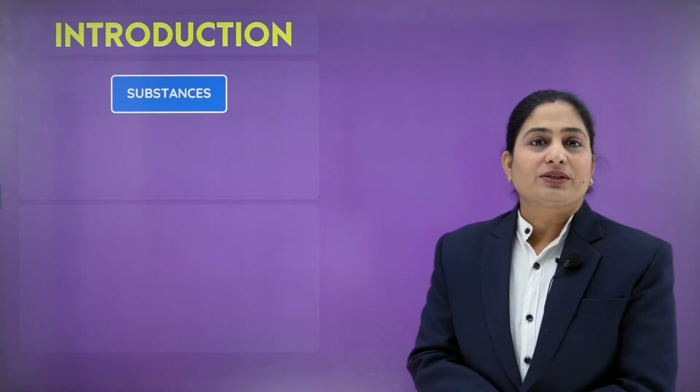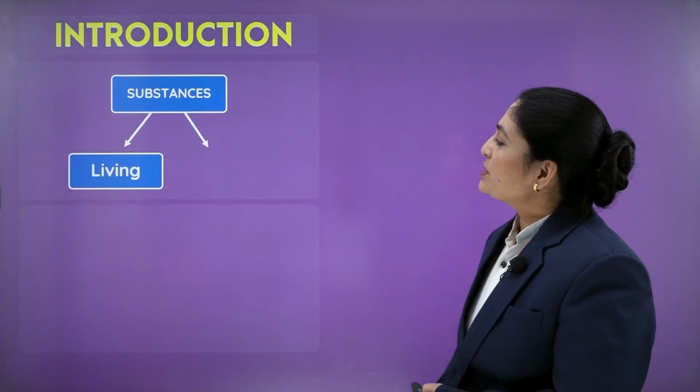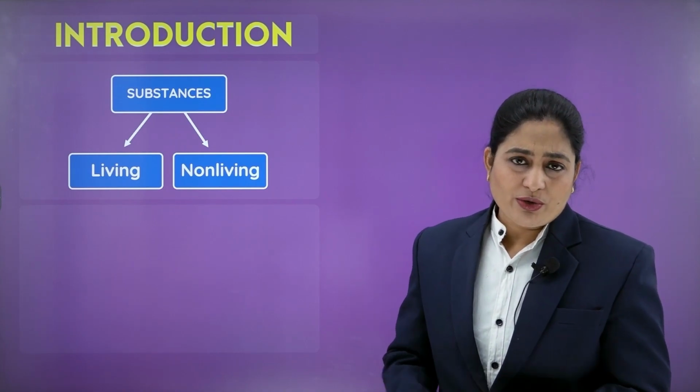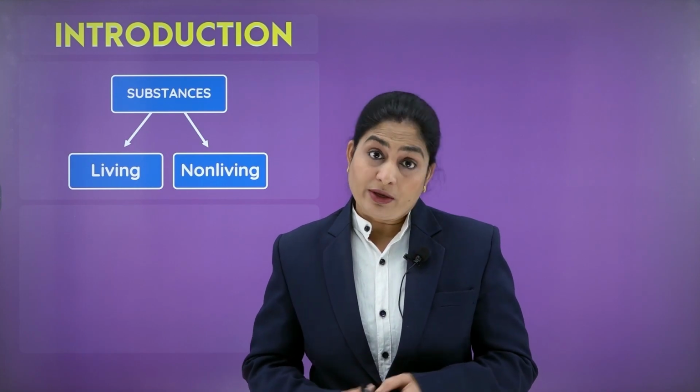Let us start with the introduction part. When we talk about this chapter, nutrition in plants, we basically observe that there are certain substances which are living and non-living. So here we'll talk about those substances. Living, you all know, there are certain properties, certain characteristics that a living organism shows. Like, living organisms need food. We need food, plants need food, animals need food, and without food, we will not survive for long. So, living organisms need food.